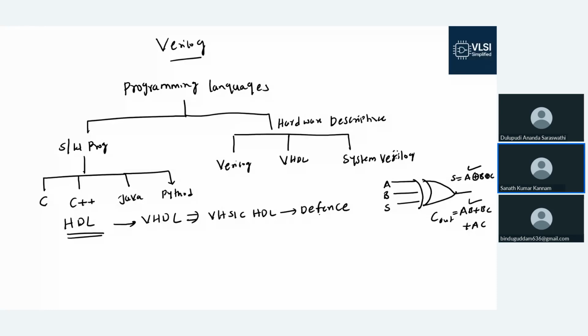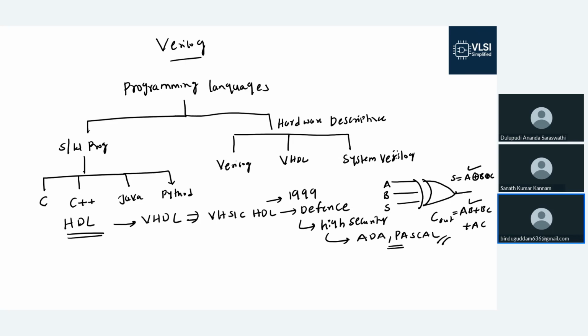They used it for defense and it came into picture around 1999. It has high security, and it follows the sequence of Ada and Pascal, previous old languages, so the code will be complicated. Complex code, that is VHDL.